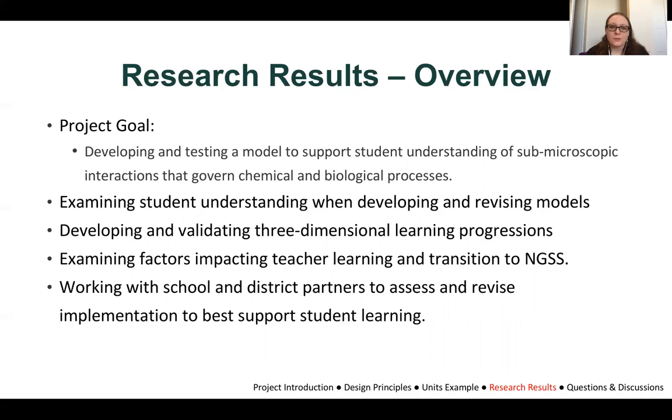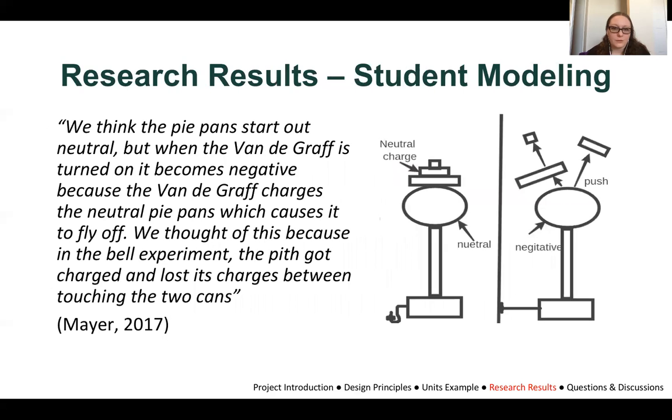So we wanted to look at student understanding when they developed and revised models. We also spent a lot of time developing and validating three-dimensional learning progressions. We examined factors that impacted teacher learning and transition to NGSS in this early time of implementation. And then we worked with school and district partners to assess and revise implementation based on what their students learned.